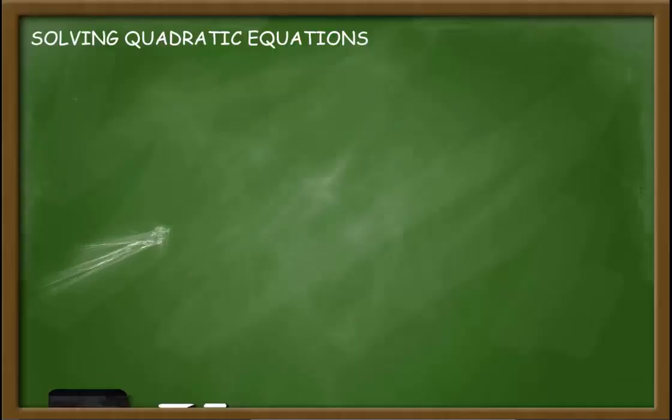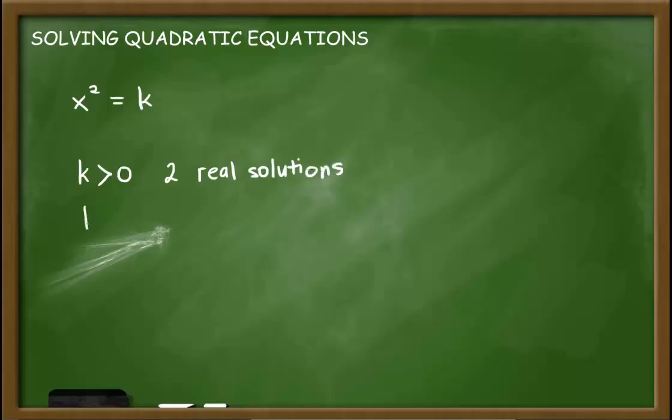In extracting square roots, an incomplete quadratic equation can be written in the form x squared equals k, which can be solved by applying the following properties. A. If k is greater than 0, then x squared equals k has two real solutions or roots: x equals positive negative square root of k. B. If k is equal to 0, then x squared equals k has one real solution or root: x equals 0. C. If k is less than 0, then x squared equals k has no real solutions or roots.